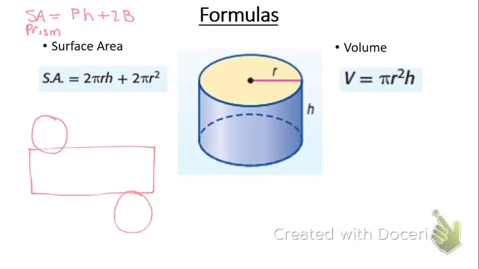Pi R squared is the area of a circle. So our bases are circles here. So this is essentially the big B. Do you guys see that this is the big B in the prism area? Pi R squared is the area of a circle, right? So R stands for radius. That is the 2B here.